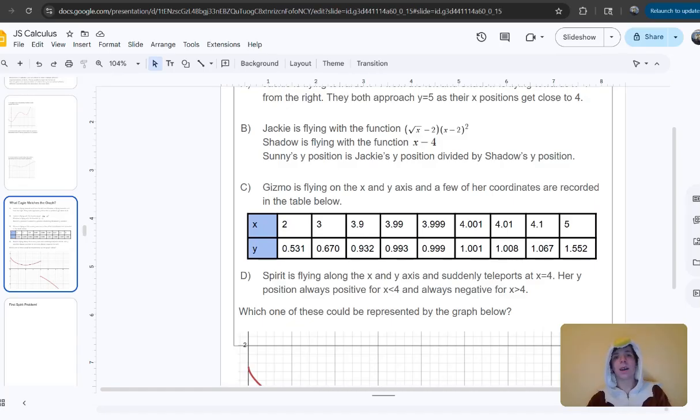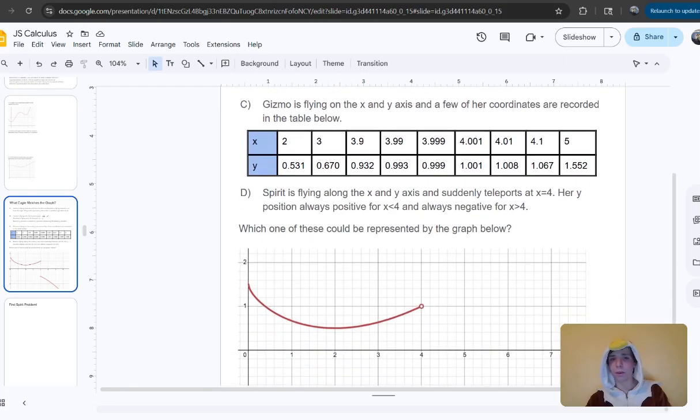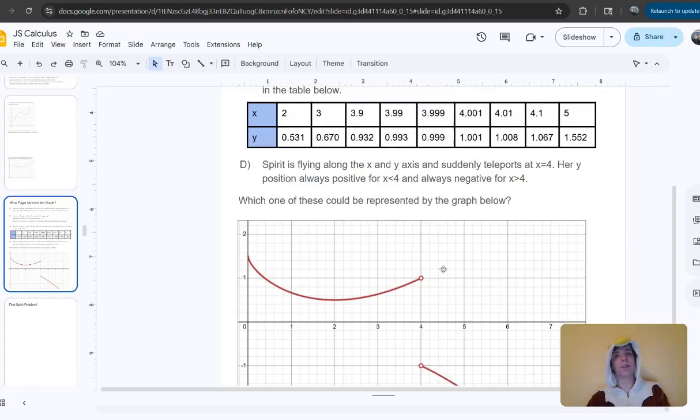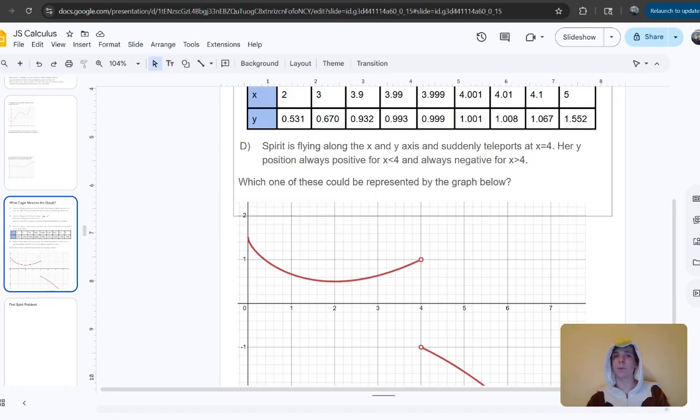Gizmo is flying on the x and y axis, and some of her coordinates are recorded in the table below. So we got this right here. And if you look at it, it looks like it matches this pretty closely. Like it's approaching 1, but then it's still 1 after 4, so we know that can't be it. So let's look at D.